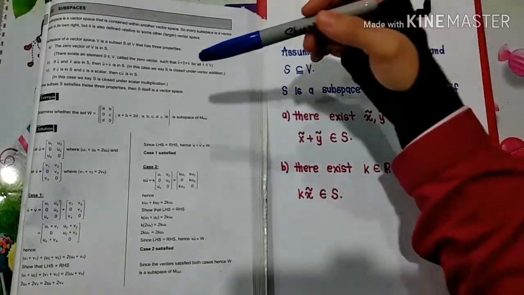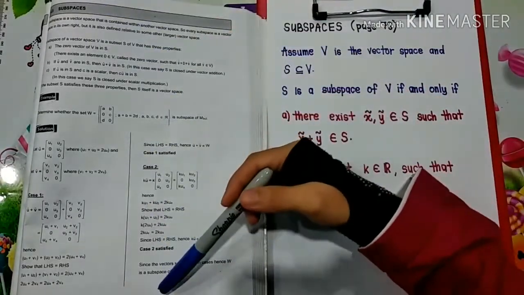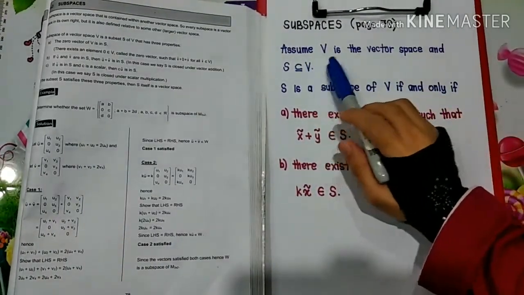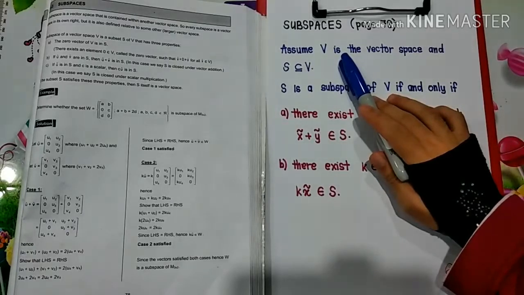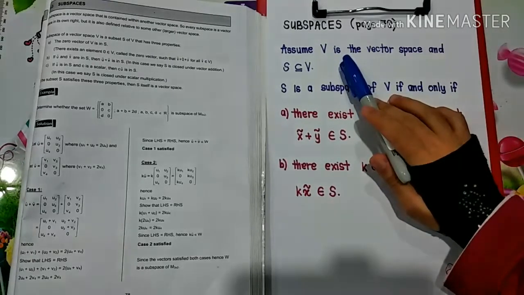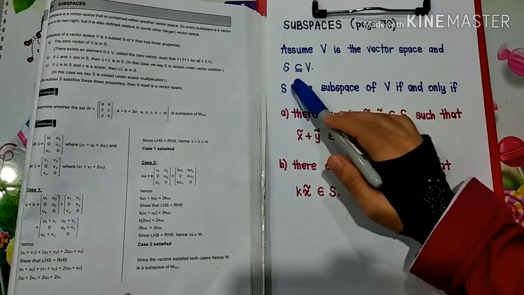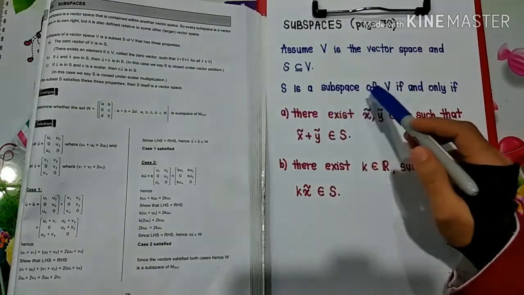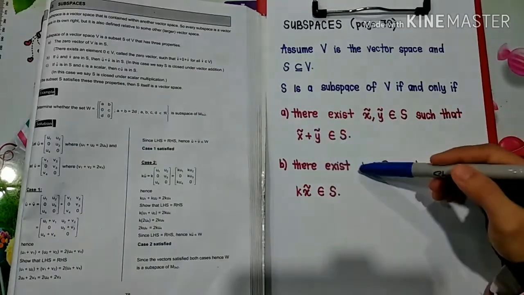In this video, we will take a look at the next subtopic, subspaces, page number 78. Let's say we assume V is a vector space. Remember, in this course we deal with three types of vector spaces: Rn, polynomials, and matrices. And S here is a subset of V. So we can say that S is a subspace of V if and only if we have two conditions here.